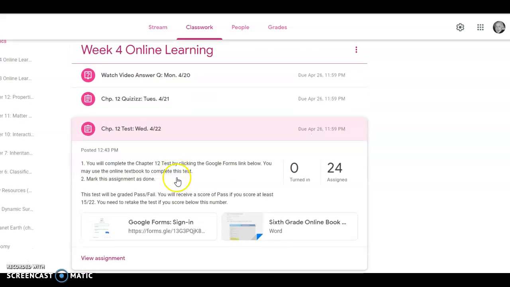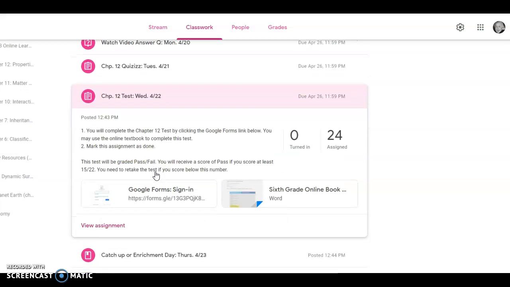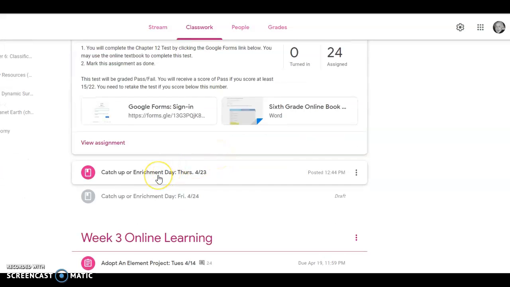Wednesday is your test. So this is through Google Forms. And it is open notes. It is pass-fail. You need to get a 15 out of 22 to get a passing grade. If you get below a 15, you're going to have to take it again. You can take it as many times as you need. Just make sure you try to get all this done before Sunday at midnight.